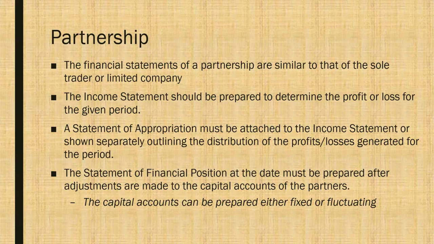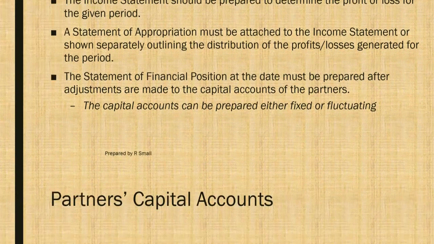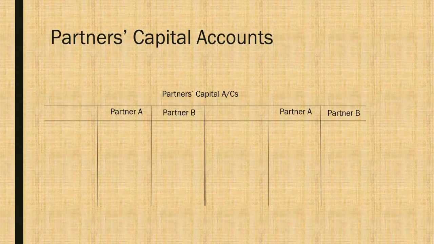The capital accounts can be prepared either using fixed or fluctuating capital accounts. So this is basically a look at how we prepare the capital account. We prepare it in a columnar format where you just draw one account and you put the names of the partners in columns so that you will not be repeating details. You will be just changing numbers. So this is what it would generally look like.